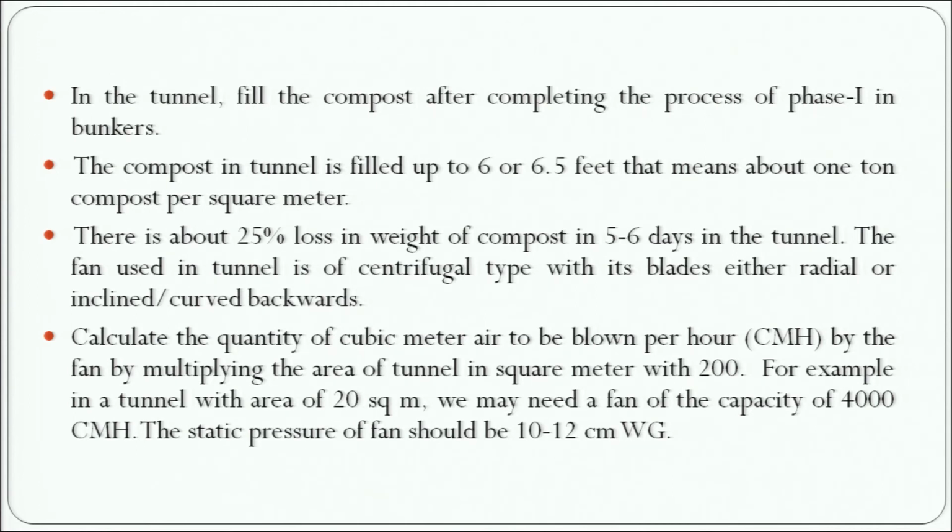Calculate the quantity of cubic meter air to be blown per hour by the fan by multiplying the area of the tunnel in square meter with 200. For example, in a tunnel with an area of 20 square meter, we may need a fan of the capacity of 4000 CMH. The pressure of the fan should be 90 to 120 centimeter.